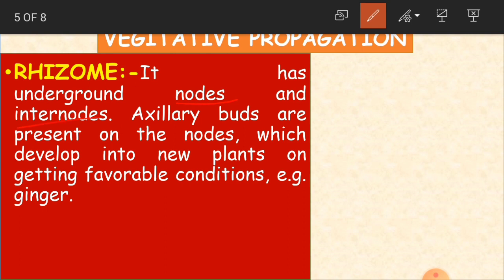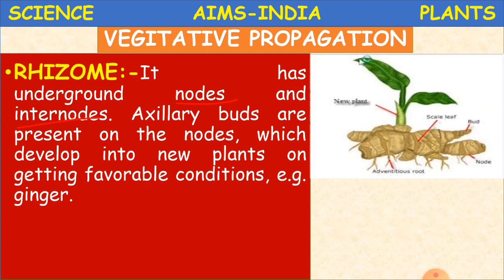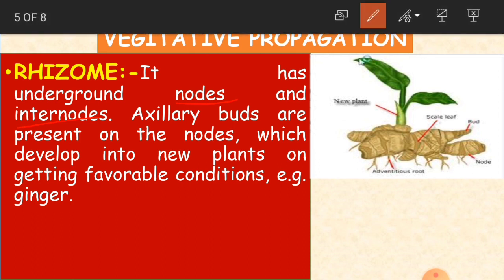It has underground nodes and internodes. And axillary buds, in the sense what? Located in the axil of the leaf. Axil of the leaf in the sense what, children? Like it forms a new branch or a new plant. See here. Have you seen here in the picture? So this is the picture of the ginger here. Okay, so these are the nodes.